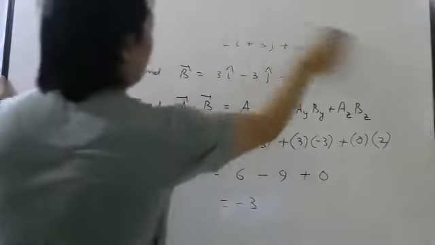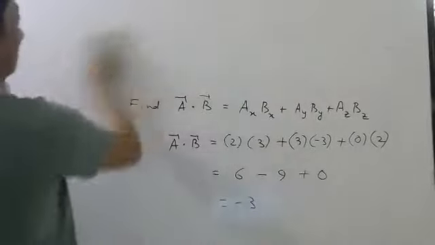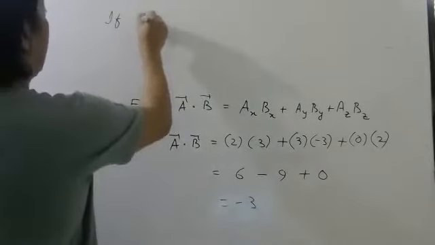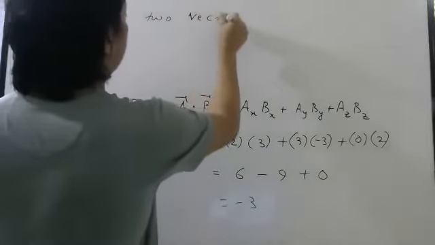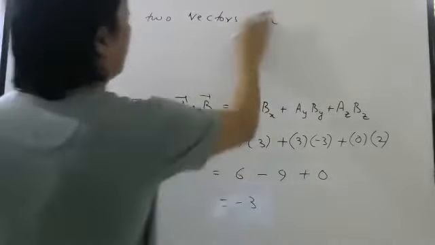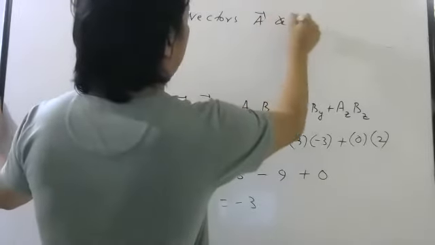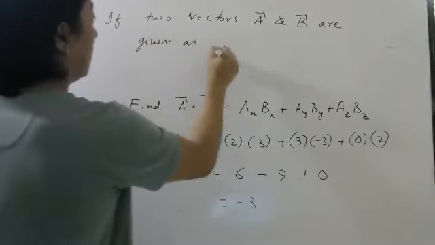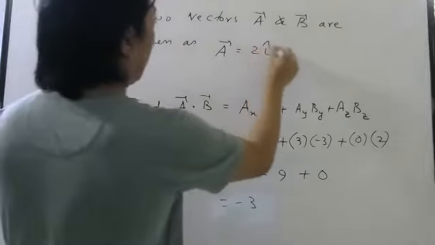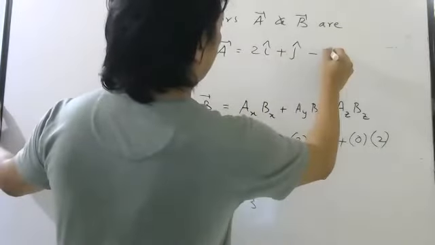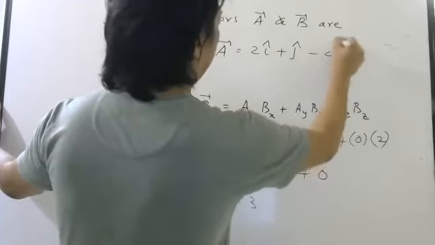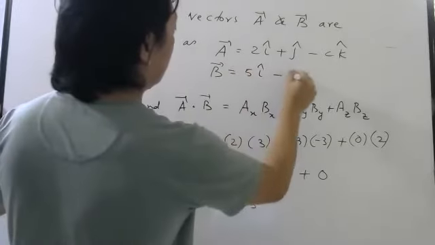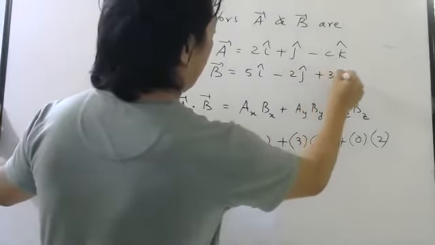One very nice problem is there which comes in entrance exams. If two vectors A bar and B bar are given as A bar equals 2i cap plus j cap minus, I don't know, c k cap, and B bar equals 5i cap minus 2j cap plus 3k cap.